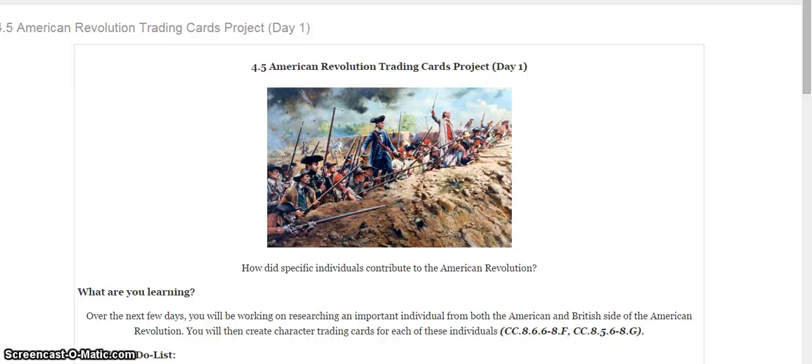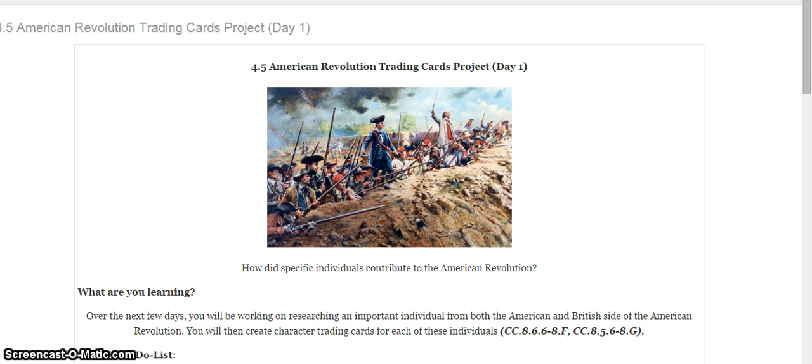Okay guys, so today we're starting a project in 8th grade social studies, and that project is the American Revolution Trading Cards project. Don't get scared or run away on me because the word project is being used here. It's actually a series of mini assignments that you need to complete. And the first mini assignment is a notes page for today.